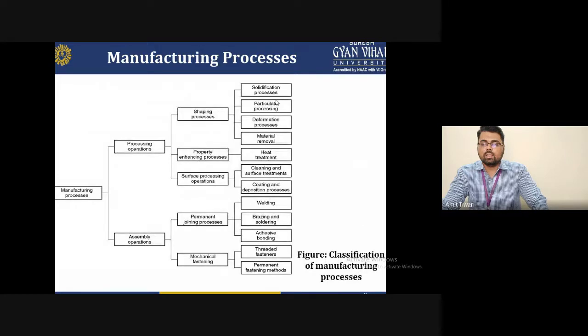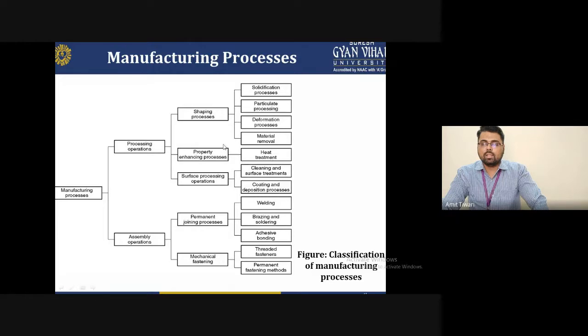This is a layout diagram showing a classification of the manufacturing processes. Manufacturing processes are classified into processing operations and assembly operations. Further, the processing operations are divided into three subcategories: shaping processes, property-enhancing processes, and surface processing operations. The assembly operations have two subparts: permanent joining processes and mechanical fastening.